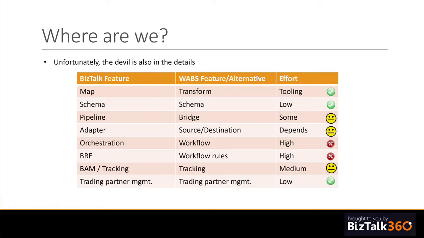So where are we? What I've gone down is the list of features in BizTalk Server and the equivalents in BizTalk Services. I've tried to put a little graphic next to each one showing the effort involved in moving from one to the other. So you see maps and schemas, very low effort. There's tooling provided, and schemas are just supported out of the box anyway.